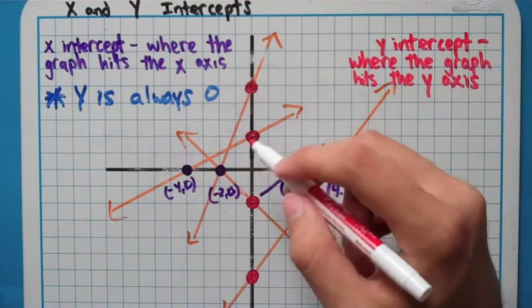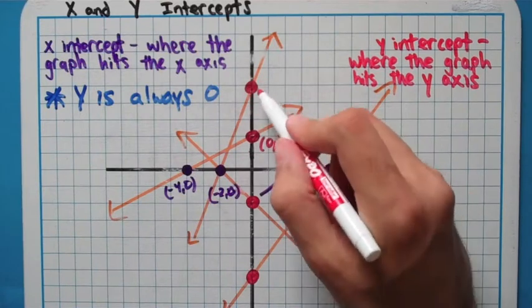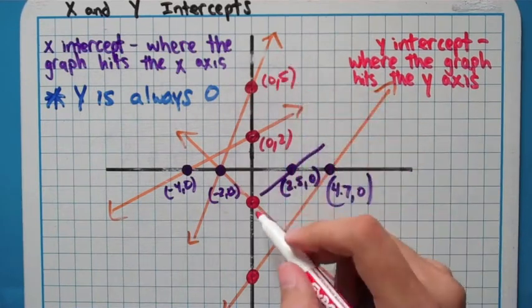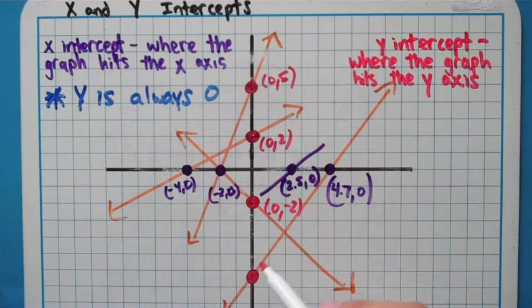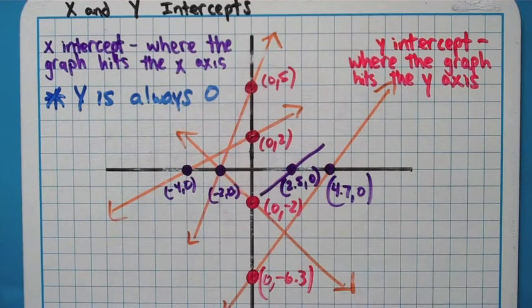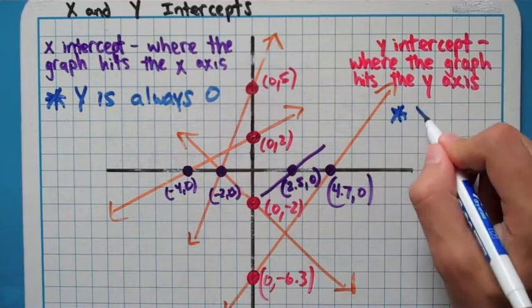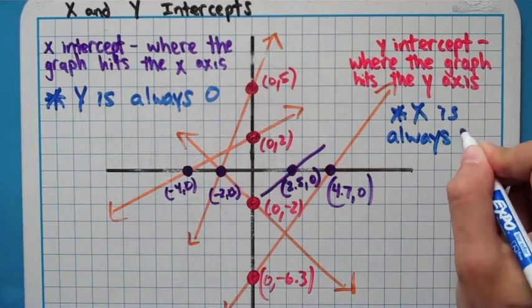And if I look at the coordinates of these points, this might be 0, 2. This is 0, 5, 0, -2, maybe 0, -6.3 or something like that. But the important thing is, if you look at those points, all of the y-intercepts have an x-coordinate, the first number, of 0. So when you're on a y-intercept, your x is always 0. So it's the opposite variable that's equal to 0.